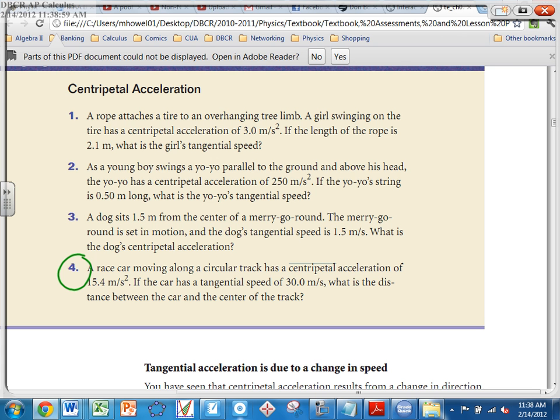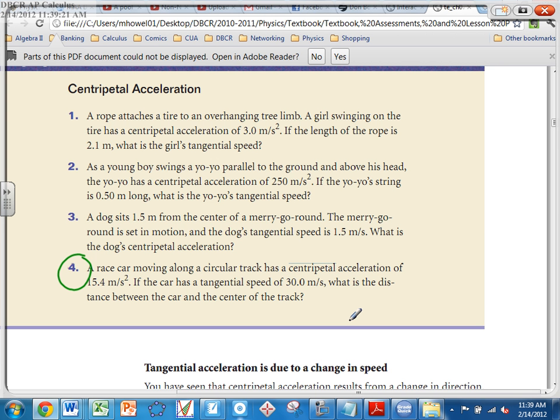Centripetal acceleration of 15.4 meters per second squared. If the car has a tangential speed of 30 meters per second, VT, what is the distance between the car and the center of the track? Okay, so what are they asking you for here? The radius. So solve for radius first. That's the only hard part of these problems, actually determining what to do.